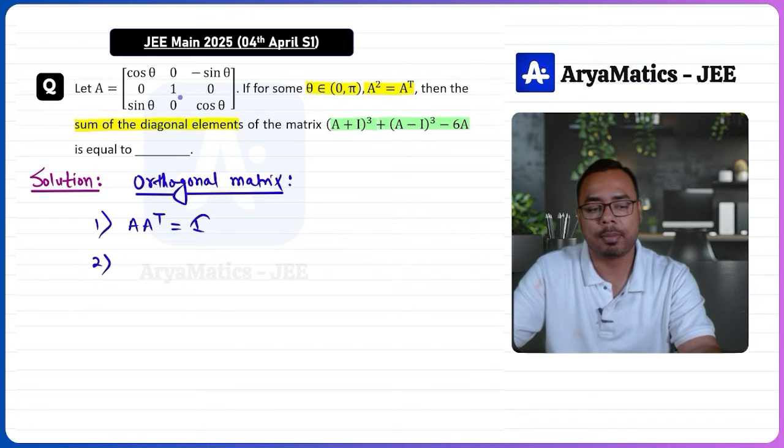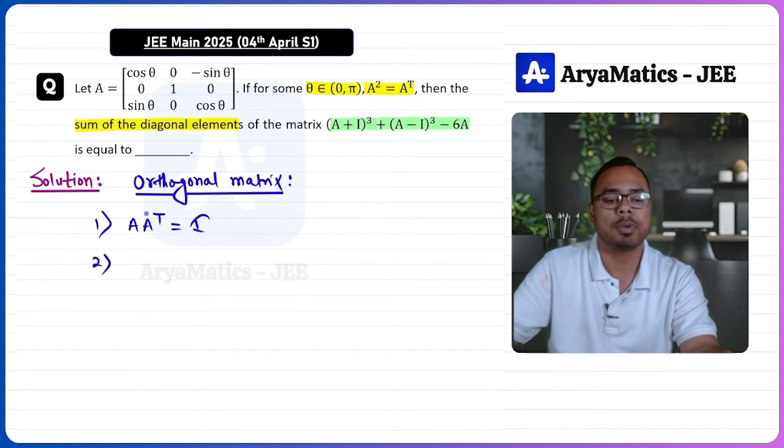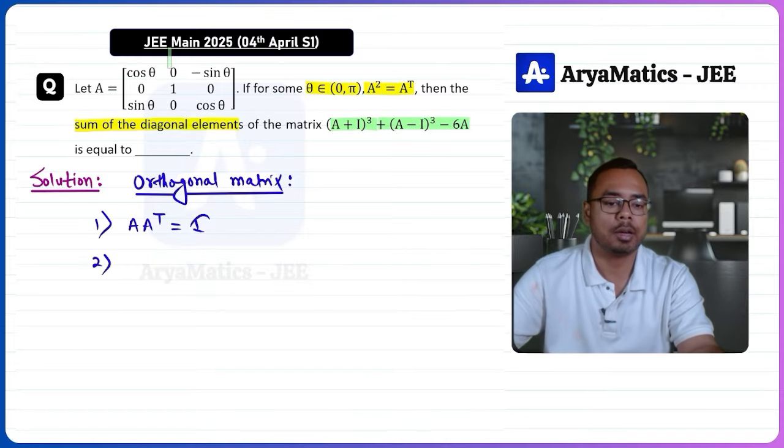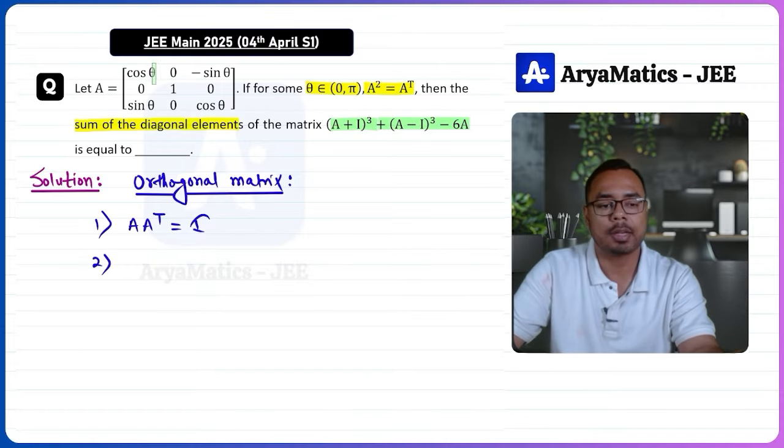So there are two important properties. The very first one is that in case of orthogonal matrix, every row is perpendicular to every other row, right? If you take any row vector and take the dot product of that row vector with any other row vector, then you should get a 0, right?